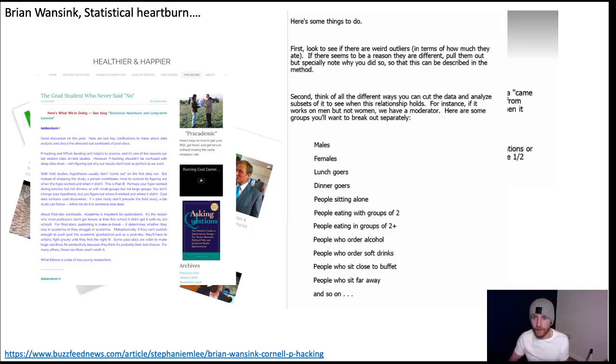He says, first, look to see if there are weird outliers. So take a look at some outliers, see what happens if you exclude them. Do you get anything interesting? If so, make a note. He also said to essentially go for a walk through the garden of forking paths. So he said, look at males, look at females, lunch goers, diner goers, people sitting alone, people sitting in groups of 2, people sitting in smaller groups, and so on. What you're witnessing in this email is essentially a walk through the garden of forking paths.